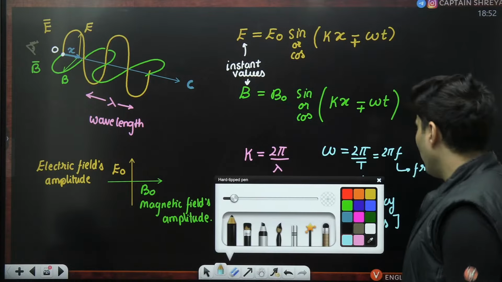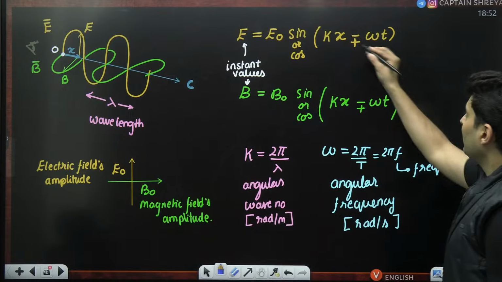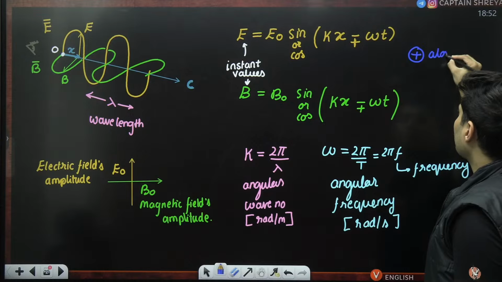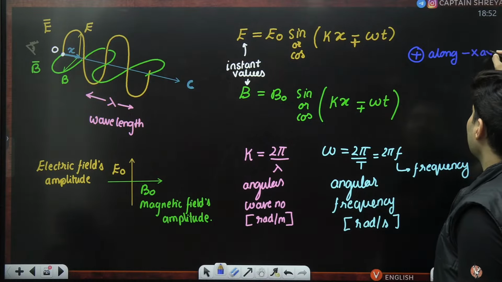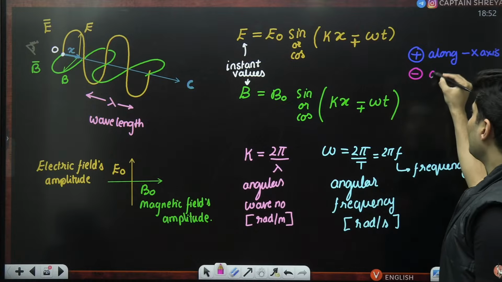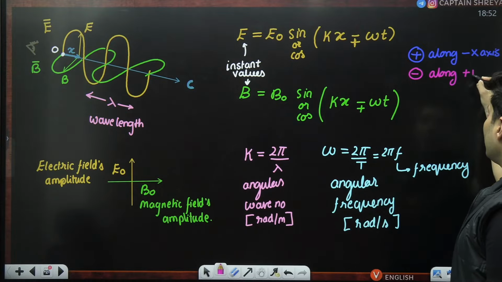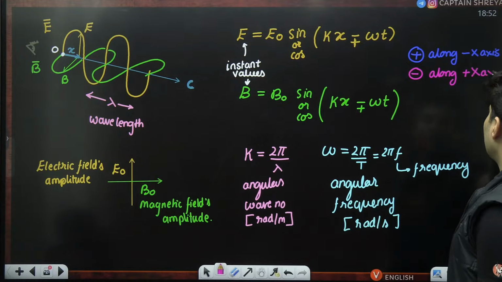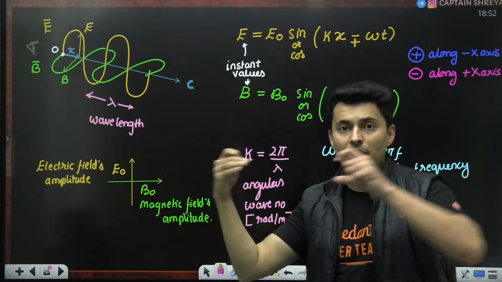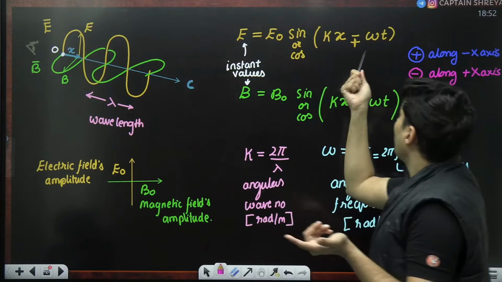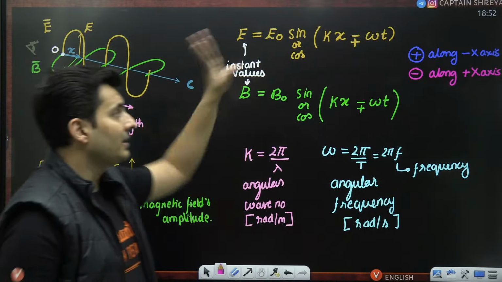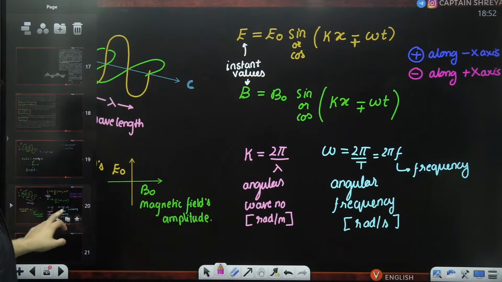Apart from that, you should know one more thing: if you use a plus sign, remember it is moving along the negative x-axis, and if you use a negative sign over here, that means the wave is going along the positive direction of the x-axis. So it is exactly opposite. If it is negative, the wave is going towards the positive side. If it is positive, the wave is going along the negative side. So the signs are always opposite. Be careful about it. Next important thing which you should know.